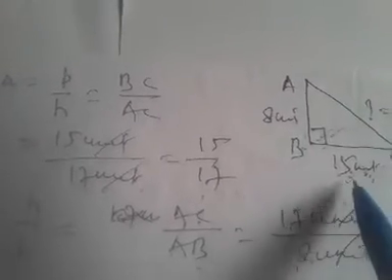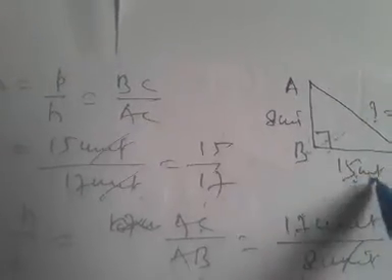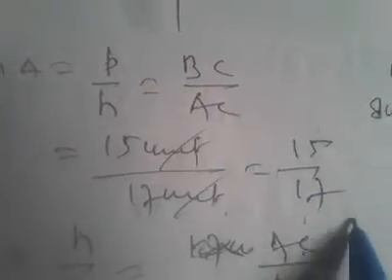Since for sine A, we have to take perpendicular by hypotenuse. For sine A, the perpendicular is BC, which is equal to 15 centimeter or 15 unit. So, sine A is equal to perpendicular by hypotenuse, which is equal to BC by AC. And for BC we can write 15 unit and for AC we can write 17 unit. These two units cancel out. What is left? 15 by 17.